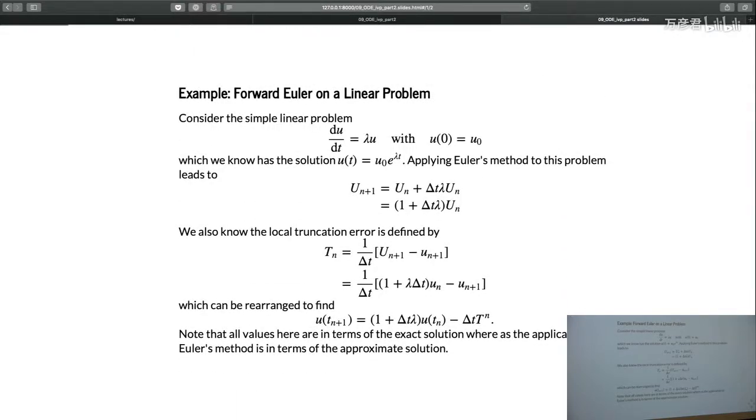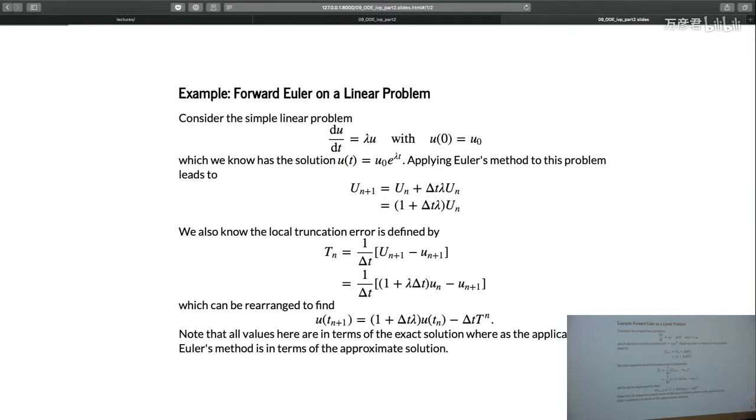All right, so I said a lot of definitions, but let's actually do an example. And Forward Euler is the easiest method we can do an example on, okay? And on a linear problem, no less. So we have our usual du/dt is equal to lambda u. Okay, we have some initial condition. We know the solution to this. And we can, you know, go to town on this all we want. So let's just apply Forward Euler to this problem.